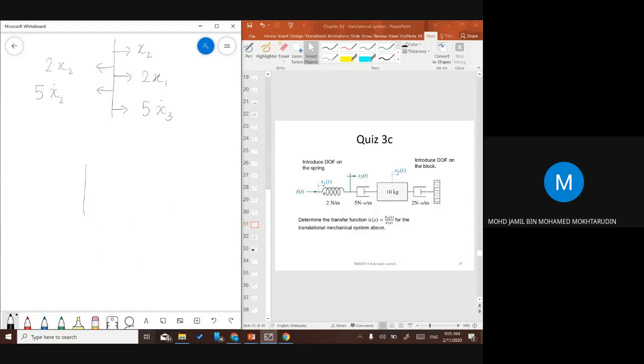Okay, lastly is X3. So X3 is connected with damper 5 Newton second per meter, and also 2 newton second per meter, and don't forget the inertia because X3 has 10 kg mass. Okay, so 10 x3 double dot, and the damper 5 newton second per meter is also connected with X2, so you have 5 x2 dot acting forward.